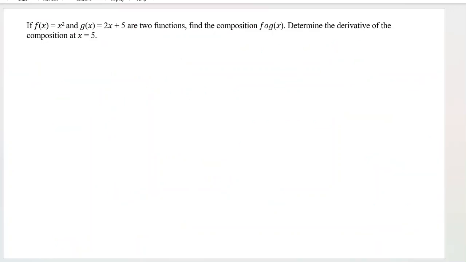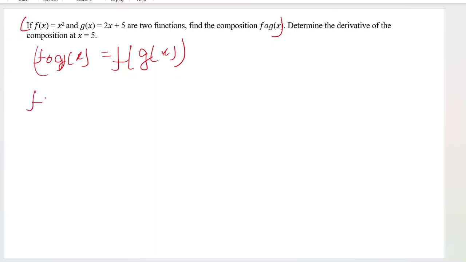If f of x is equal to x square and g of x is equal to 2x plus 5 are two functions, then find the composition f composite g at x. We now solve only this part. The derivative part we will solve later. Now, to find f composite g at x, there was a formula which was nothing but f of g of x.